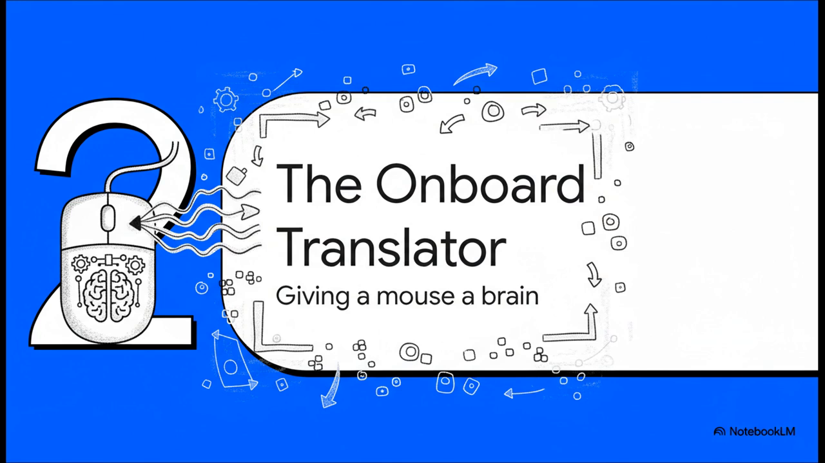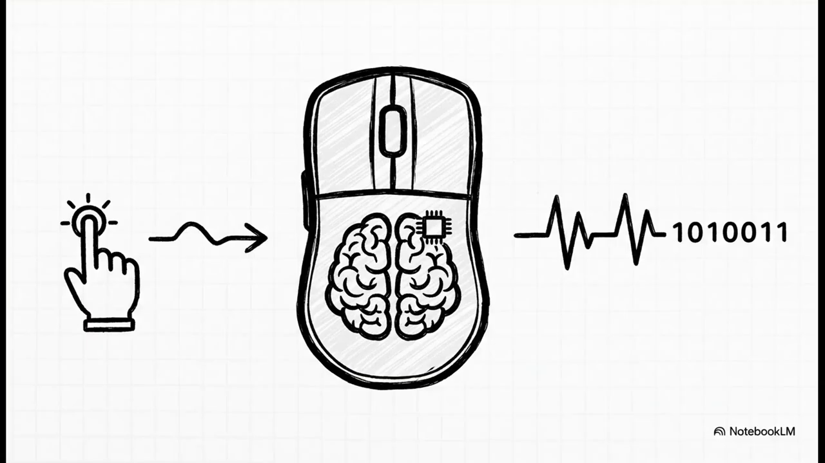Right, but just having a language isn't the whole story, is it? The mouse itself needs a way to actually speak this language. It needs its own little onboard brain to translate what your hand is doing into those digital words. And that brain is something called firmware. Now, this isn't software you download or install. Nope, it's baked right into the hardware of the mouse from the factory.